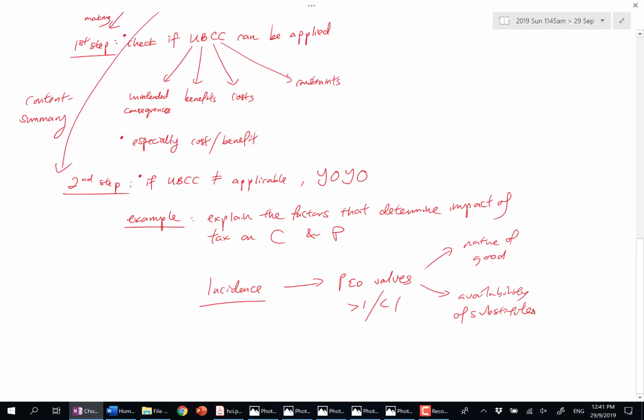Can you take a look at 4A and 5A again? Decide which one is UBCC, which one is yo-yo. Okay? Which one is yo-yo and which one is a decision-making question? Is that very clear when you look through the questions again? If you haven't looked through, half a minute. Okay, which one is yo-yo, 4 or 5?